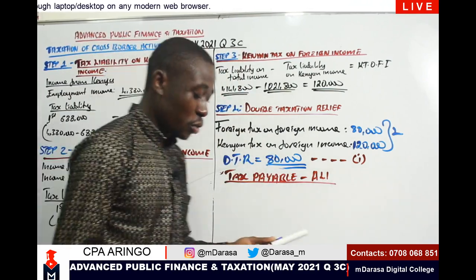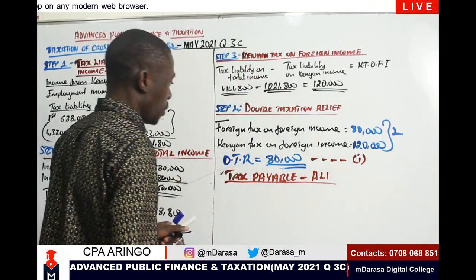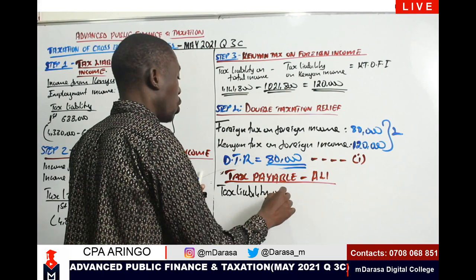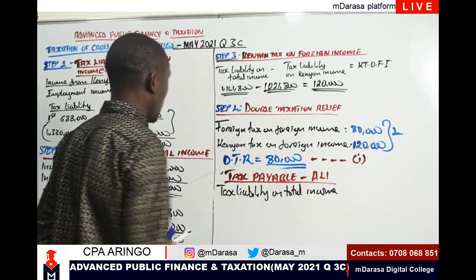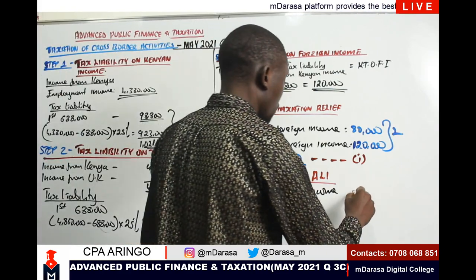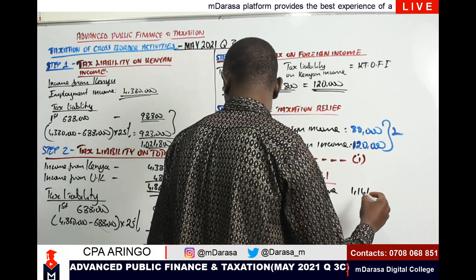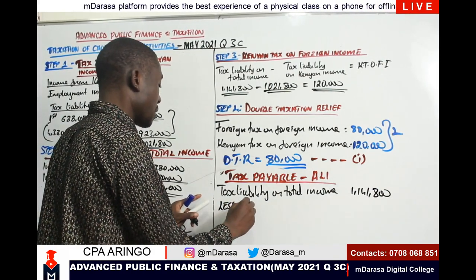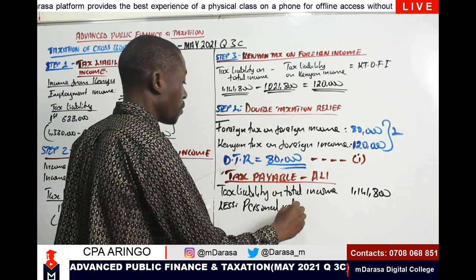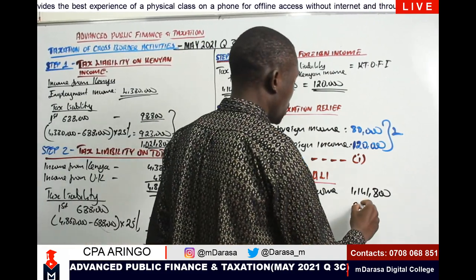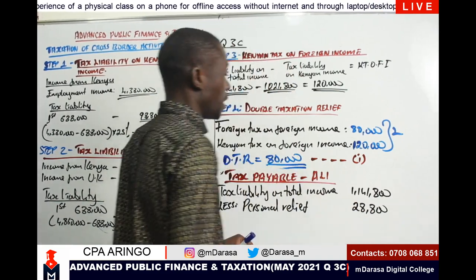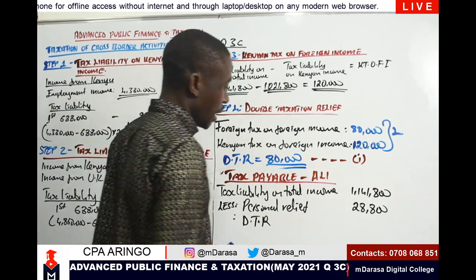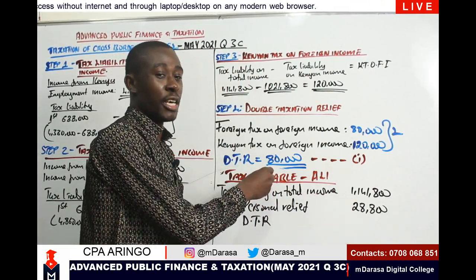So the tax payable, this is what we are going to do, my good students. We are going to take our tax liability on total income, which in this case we have a figure of 1,141,800 being our tax liability on total income. Then we less personal relief. And you know very well that personal relief during the year 2020, in this case, is 28,800. After we have our personal relief, we less our DTR, double taxation relief, which you can clearly see we had determined to be 80,000.